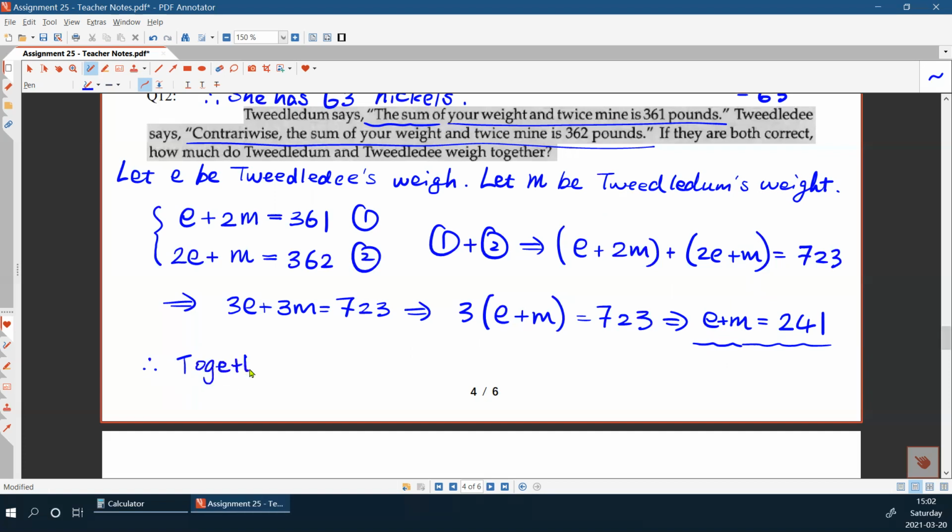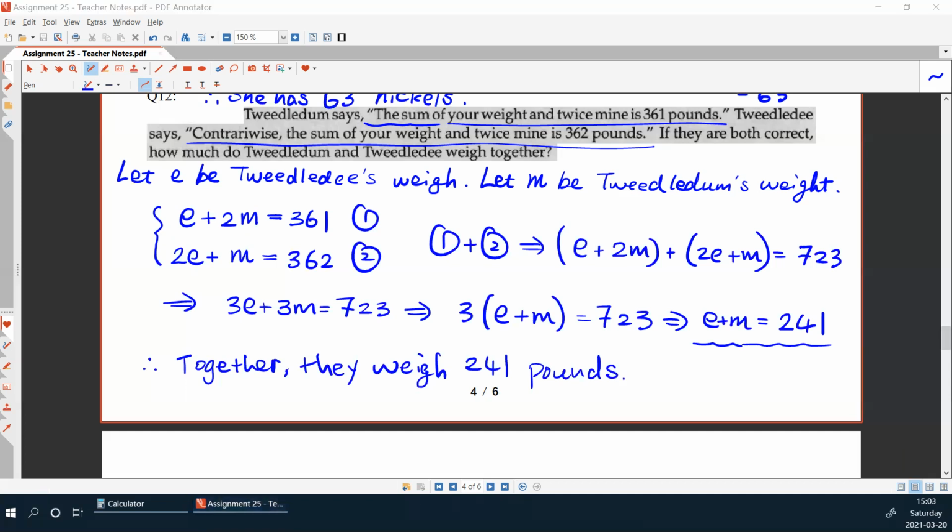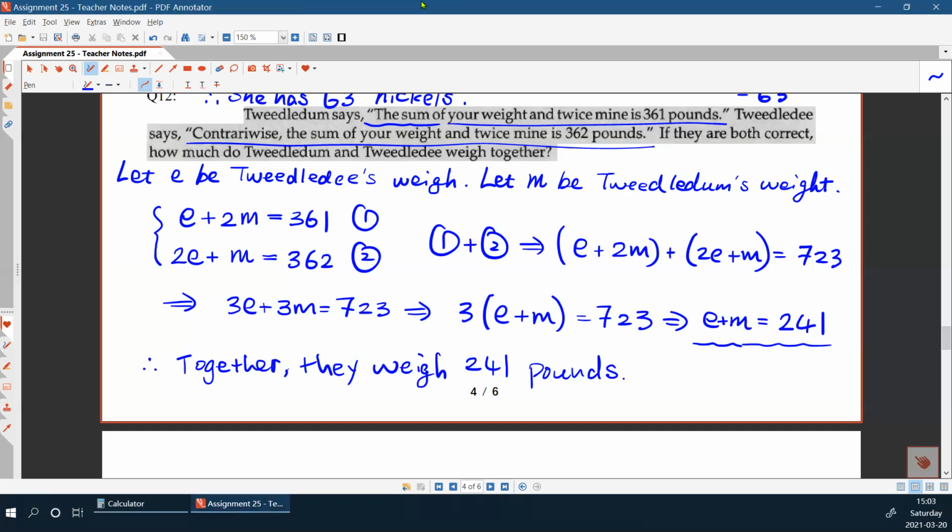together they weigh 241 pounds. Okay. Any questions? No? Okay, let's see the next one.